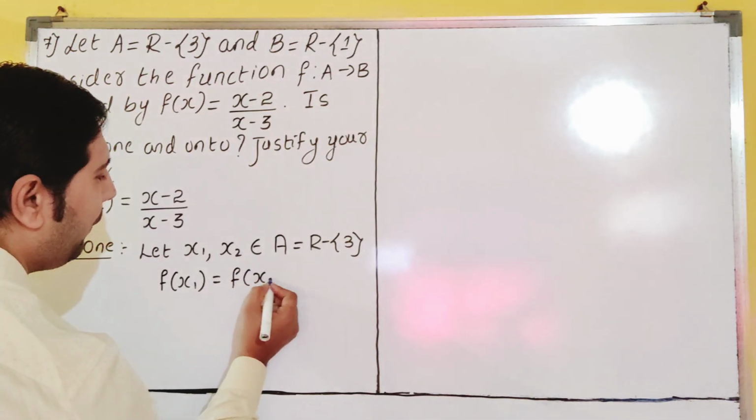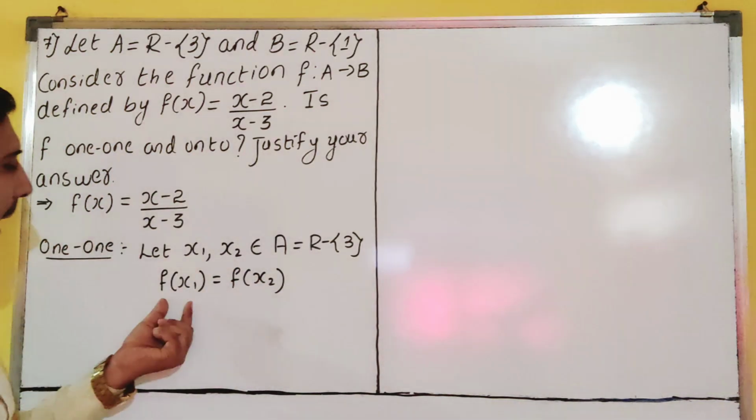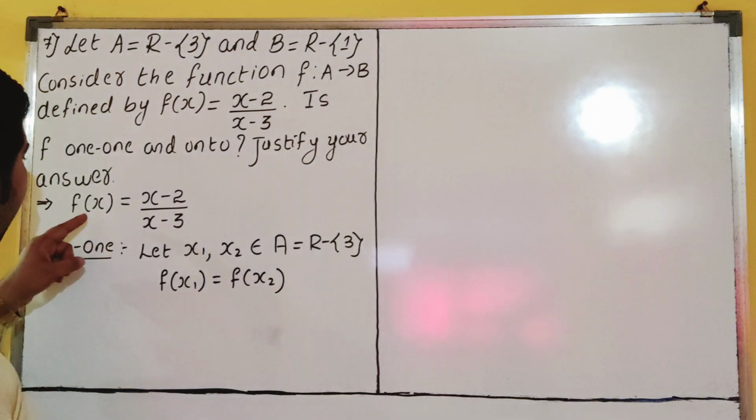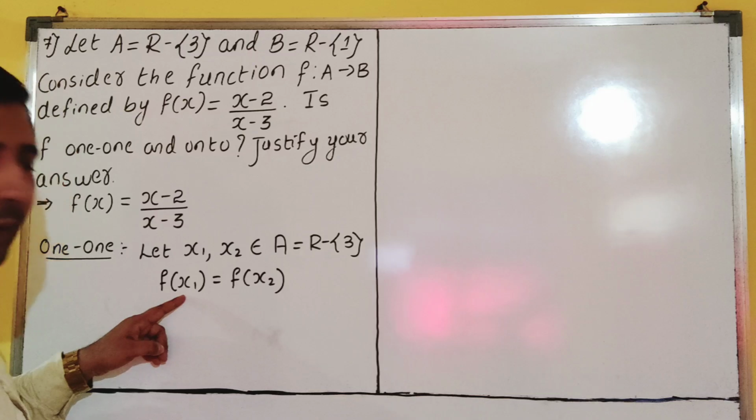The next step you can write here: f of x1 is equal to f of x2. Now you compare this with f of x and f of x1. What is the difference you can see? In place of x, x1 is there.